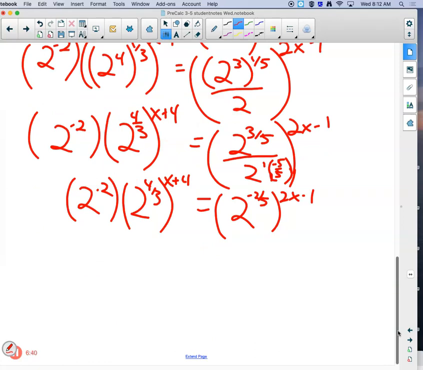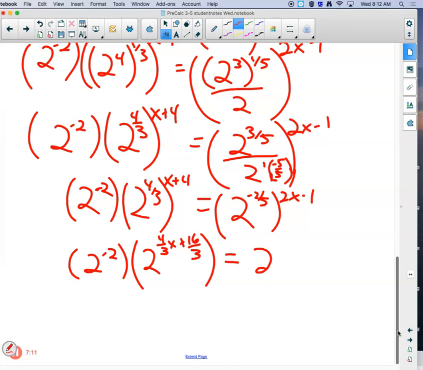Now we're getting somewhere. And I still have powers being raised to powers. So again, that means I'm going to have to multiply. I have to distribute. So my little 2 to the negative 2 is still sitting here waiting for the rest of this to get simplified. And this is going to be 4/3 times x, which is going to be 4/3 x. And then 4/3 times 4 will be 16/3. And then on the other side, we have to distribute that negative 2/5. So negative 2/5 times 2 will be negative 4/5.